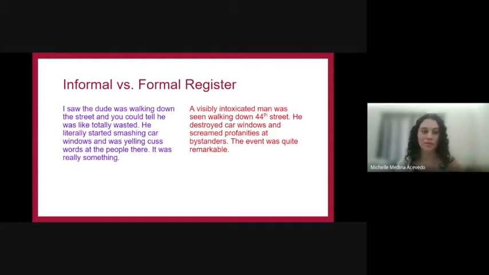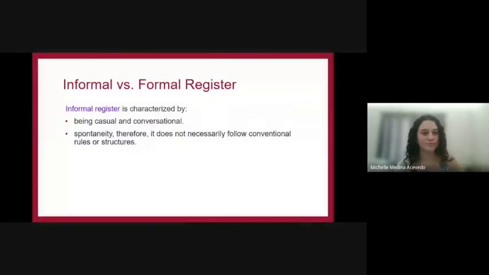So let's now differentiate informal and formal. Informal is characterized by being casual and conversational. It's the kind of language that we use if we're talking to a friend, to a family member, to someone who we really know, who we are comfortable with. And it is very spontaneous, which means that it does not necessarily follow conventional rules or structures. When we are talking, we are not necessarily thinking, oh, I have to follow this particular order because I have to have the subject, and then the verb, and then the object. We don't think any of that. We just speak, we think something, and we say it.